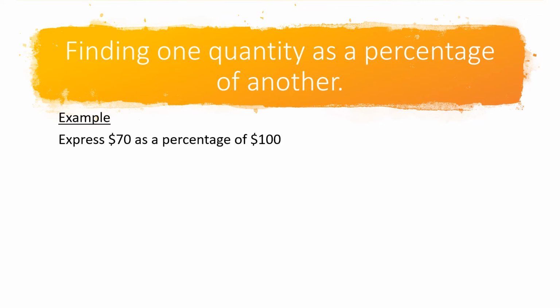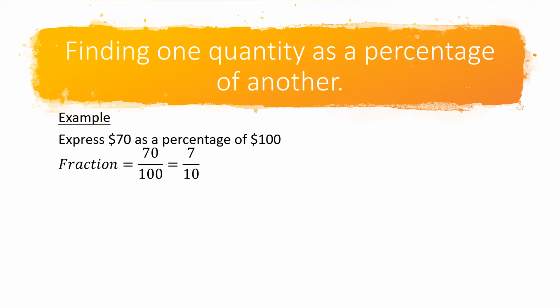So let's have a look at an example. Express $70 as a percentage of $100. So first we check that they are in the same units, and they are. They're both in dollars. Next we will write them as a fraction. So we will have 70 over 100, and when you simplify that, you will have 7 over 10.